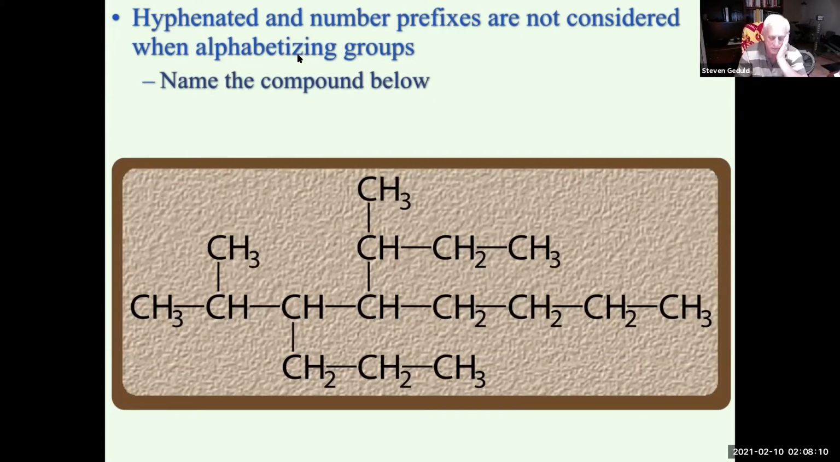So what's the longest chain you can see? Let's see, 1, 2, 3, 4, 5, 6 that way. 1, 2, 3, 4, 5, 6, 7 that way. 1, 2, 3, 4, 5, 6, 7, 8. The longest I see is 8.